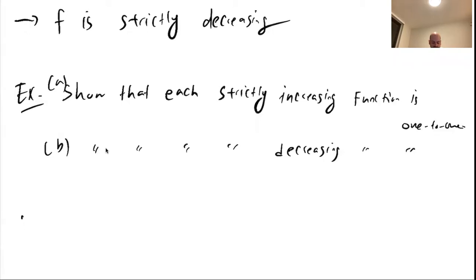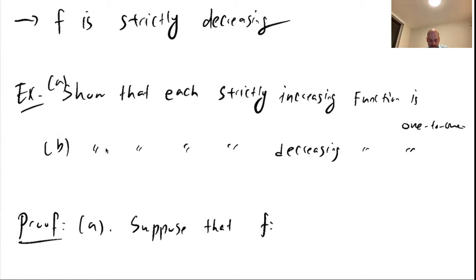So proof, part a, we want to show that. So suppose we have a strictly increasing function and we want to show that it has to be one-to-one. So suppose that f from A to B is strictly increasing.